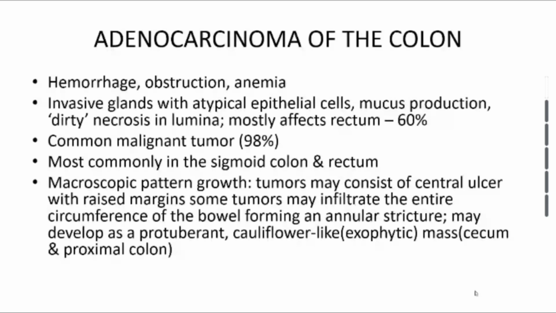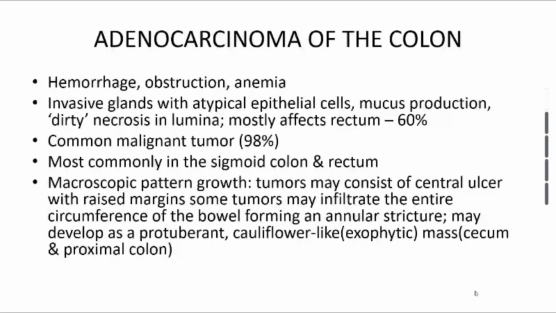So macroscopic pattern of growth, that is if you are to look grossly with the naked eye, tumors may consist of a central ulcer with raised margins, so there is an ulcer in the middle, then the edges are raised. Some tumors may infiltrate the entire circumference of the bowel wall, forming an annular stricture. They may develop a protuberance, something protruding into the intestinal lumen, cauliflower-like, that is exophytic. Exophytic means growing out.